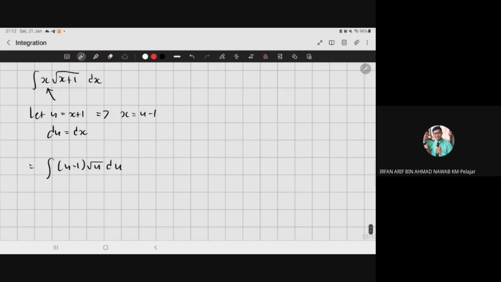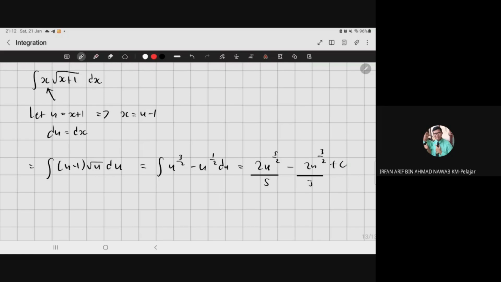And then from here, just apply the rules that you knew. First you expand this. You expand it to become u to the power of 3 over 2 minus u to the power of 1 over 2 du. Then integrate as usual. You will get, the first one will be 2 u to the power of 5 over 2 over 5 minus, plus 1 will be 2, u to the power of 3 over 2 over 3 plus c.